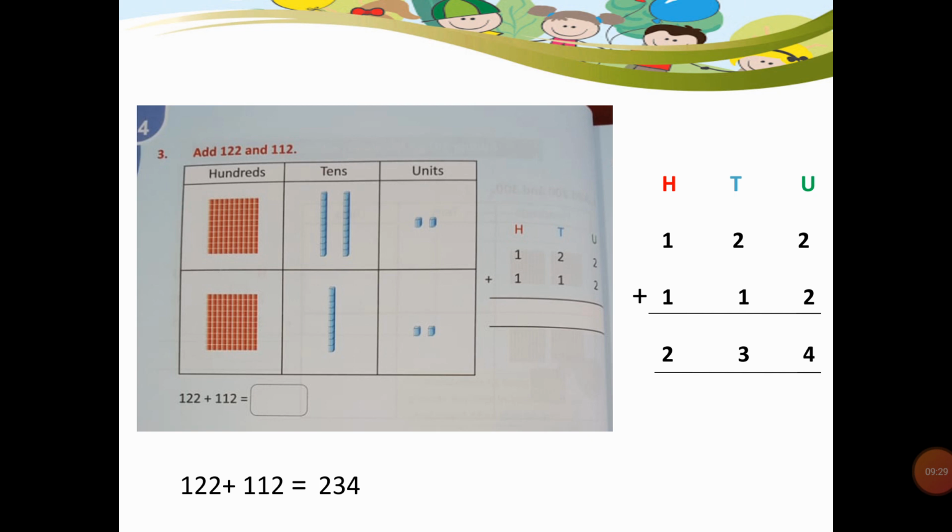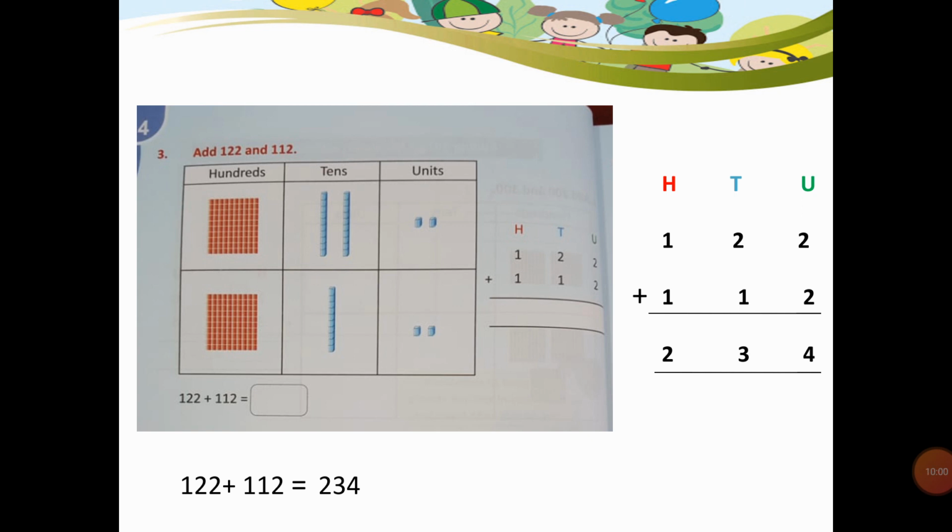Then moving on to 112. In 112 we have 1 block in hundreds column, so we will write 1 in hundreds column. Then we have 1 bar in tens column, and we have 2 units in units column. So we will write down 2 in units column. Now let's start adding them. We will start adding from the units place, as you all know by this time. So when we add 2 units and 2 units, that will be equals to 4 units.